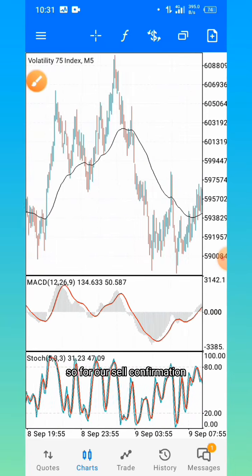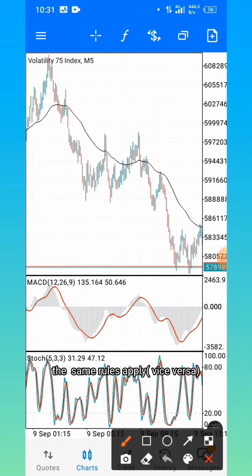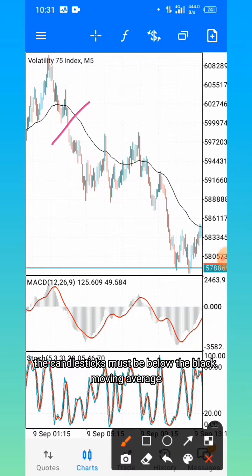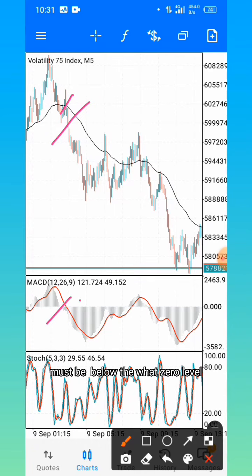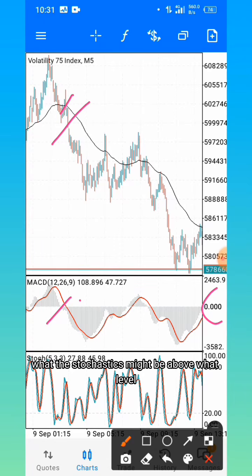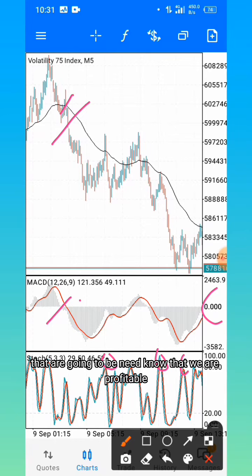For sell confirmations, the same rules apply. Candlesticks must be below the black moving average right there. Then our MACD histogram must be below the zero level, and for our stochastic, it must be above the 80 level for us to take our sells. So those are the three confirmations that we're going to need in order to become profitable.